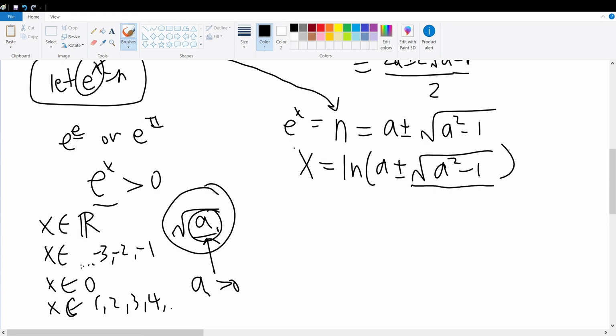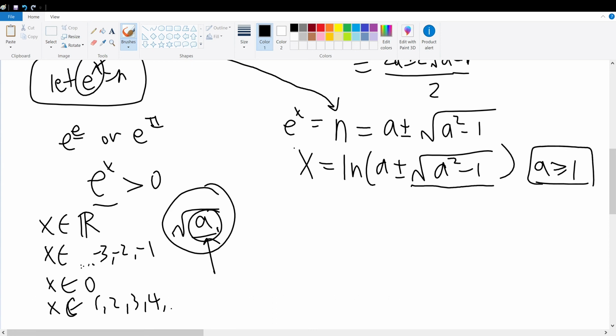And the reason why is because we cannot take the square root of negative 3. That would be a complex number, such as the square root of 3 times i, and we're not looking for complex solutions. We're looking for all the real solutions. Therefore, a's range has to be, not less than or equal to, greater than or equal to 1.